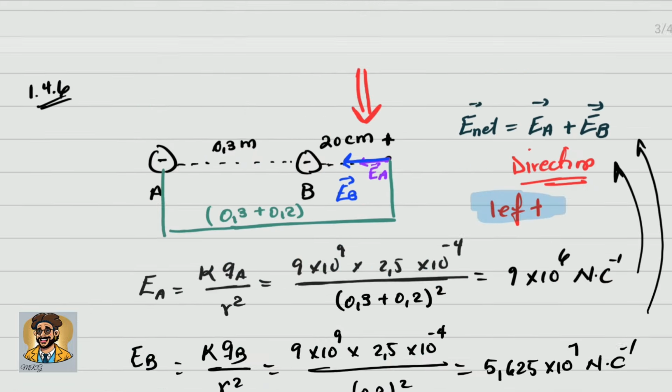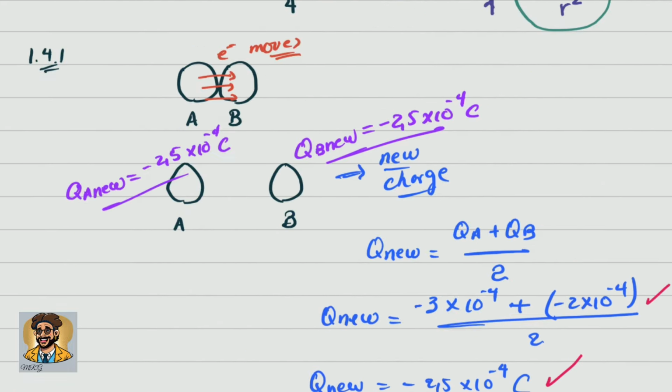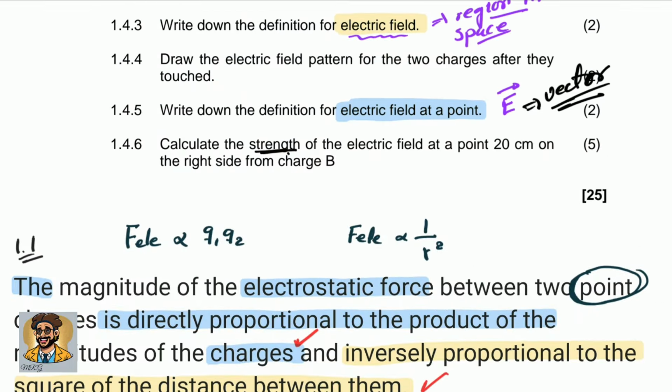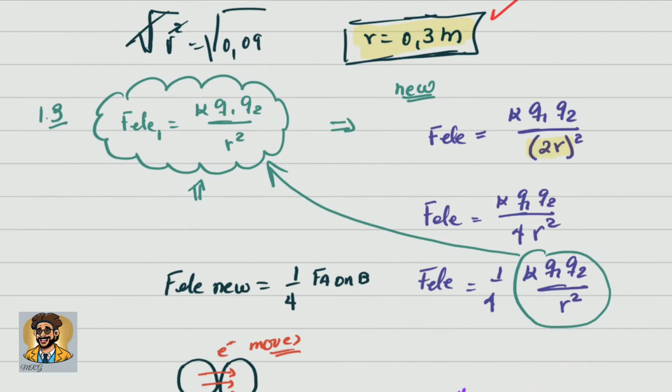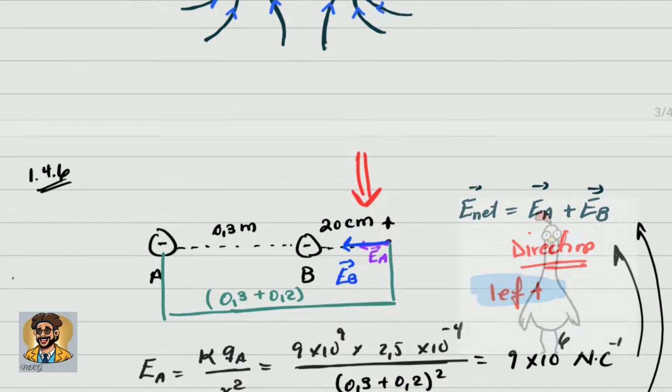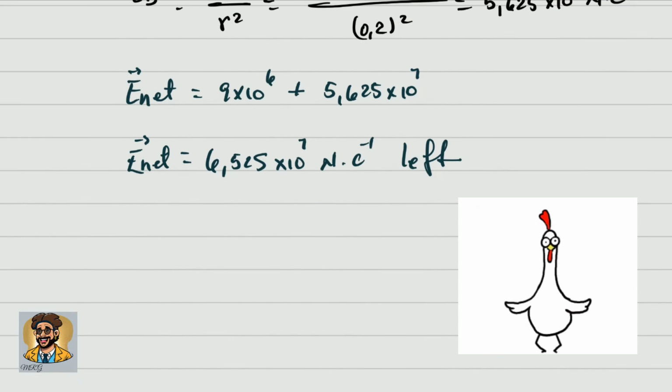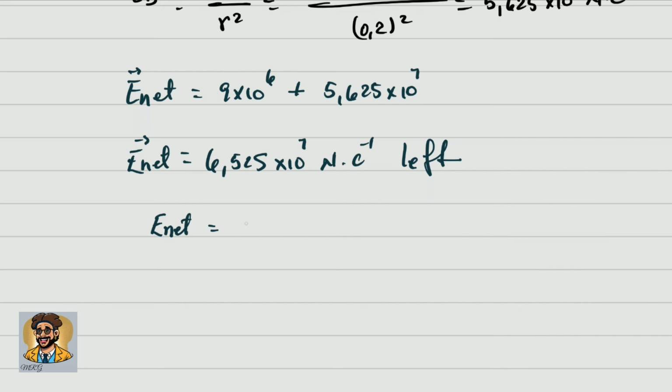All right, but when we go back to the question, it said calculate the strength. So how strong is the electric field? Therefore, no direction needed. The final answer is the strength of the net electric field at that point is 6,515 times 10 to the 7 Newton per coulomb.